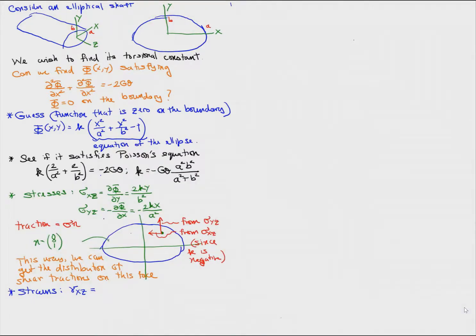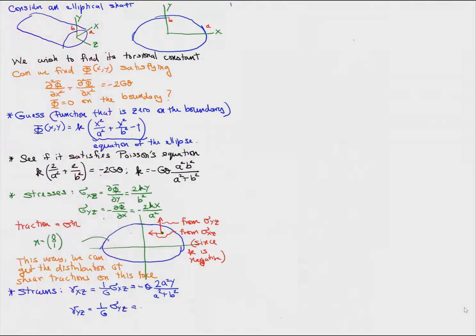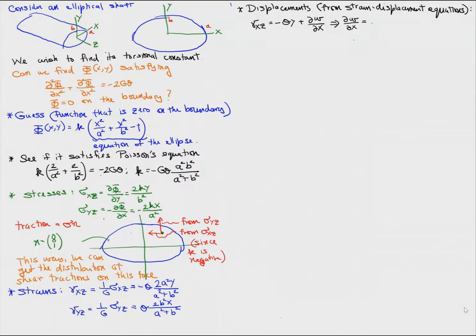Next, let's compute the strains. The strains are simply the shear stresses divided by the shear modulus. And then we can integrate the strains to compute displacements. And we'll use the displacements to calculate what the warping is.